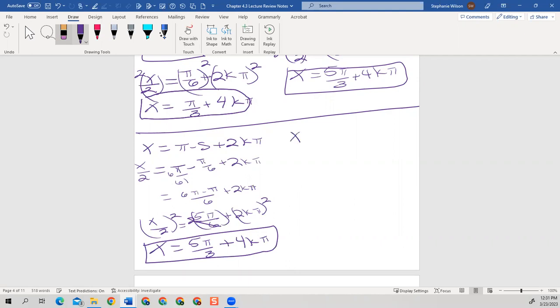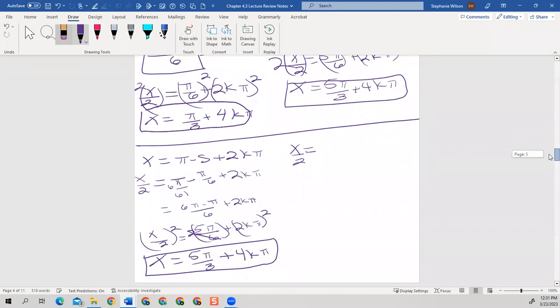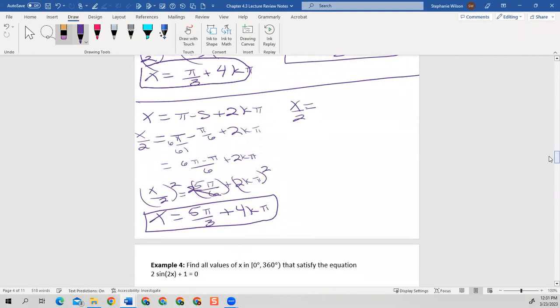Now let's take the x halves equals... what was our other one? My apologies, guys. Let me scroll up. 5 pi over 6. Let's plug in 5 pi over 6. We got pi minus that 5 pi over 6 plus 2k pi. All right.